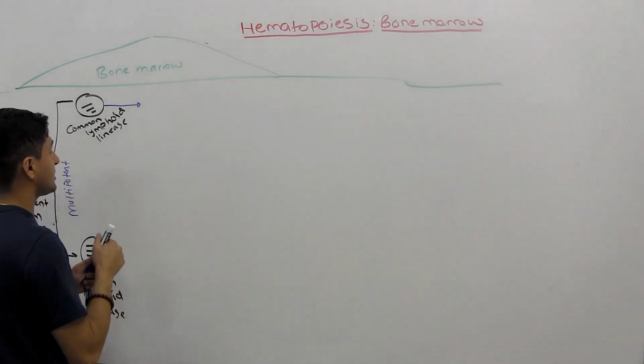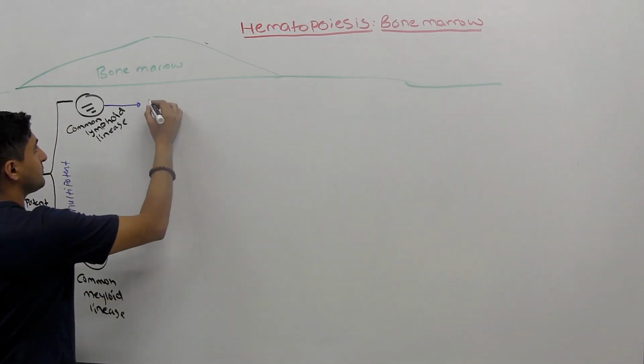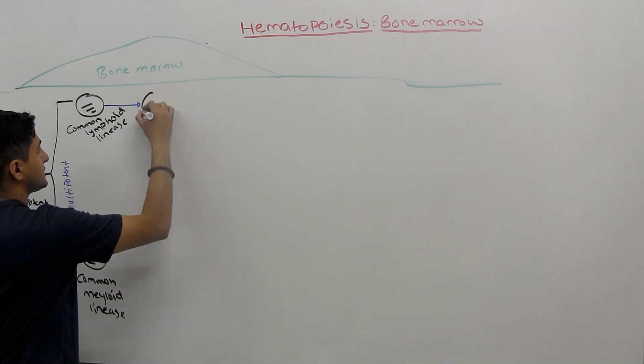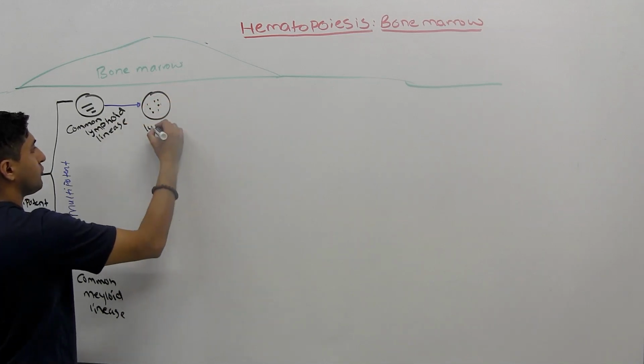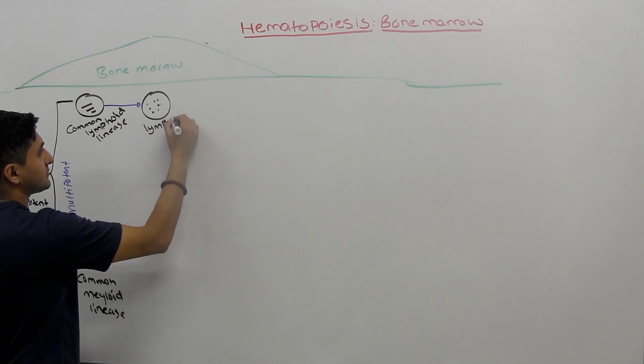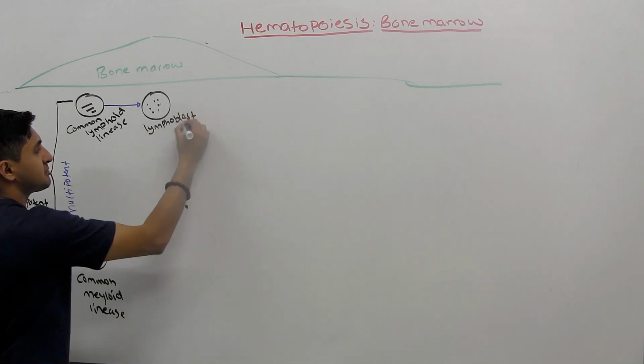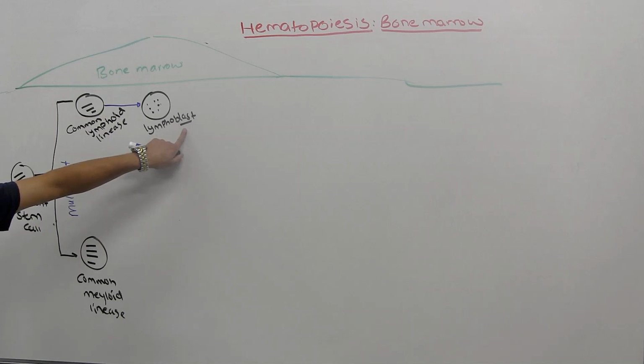Basically, it's going to give rise to single line cells, and obviously the same thing, called the lymphoblast. And what does a blast mean? Blast basically means rapidly growing cells. Rapidly proliferating cells are called blast cells, right?